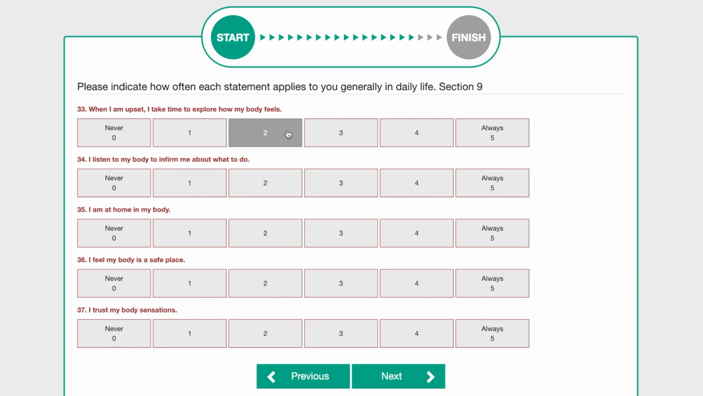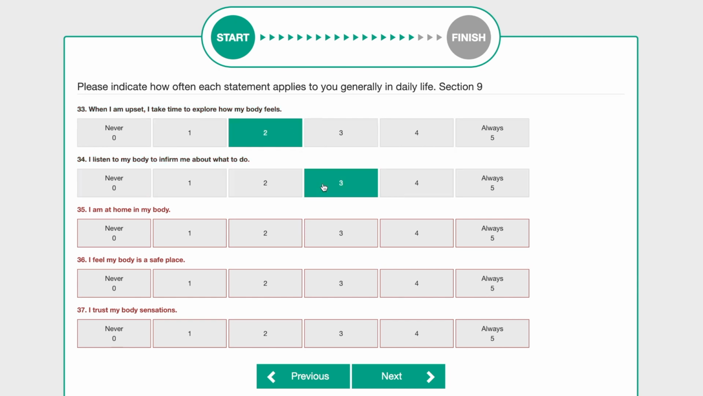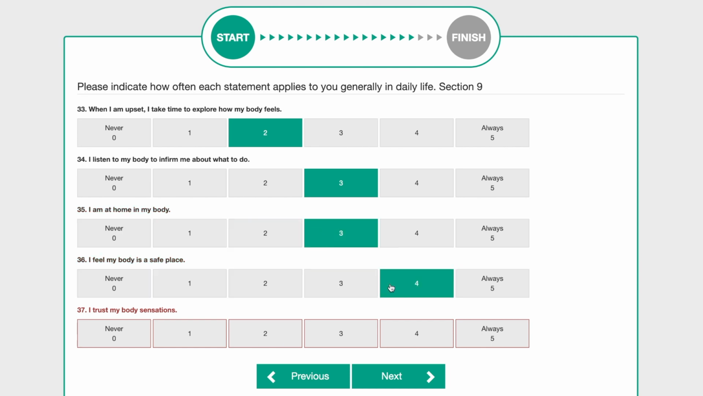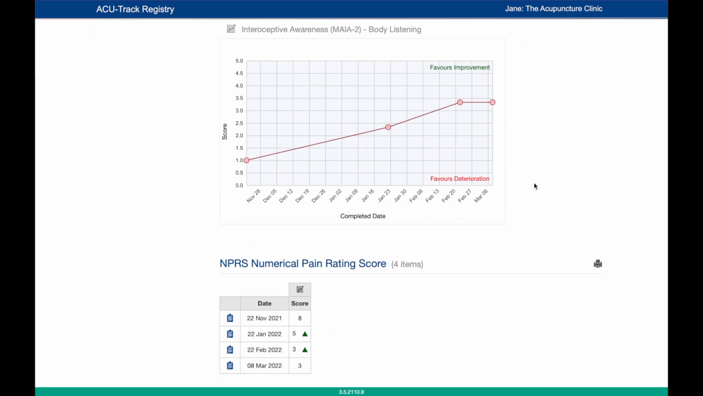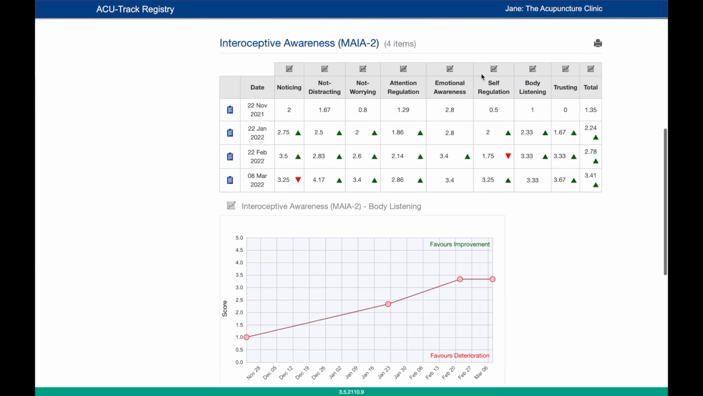And body listening is another domain. It's actively listening to the body for insight. So, oh, there's that kind of butterfly feeling I have in my stomach again. That's when I know I need to go have something to eat or I'm nervous or something, but they're actively listening to the body. And lastly, trusting those sensations. So, you know, if I have pain, that I trust that sensation versus getting anxious about it or judging it or that kind of thing. So those are the domains of this measure.